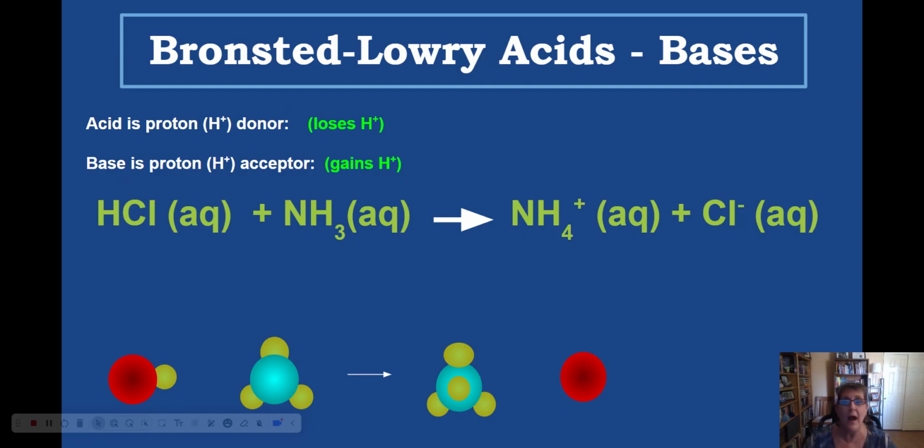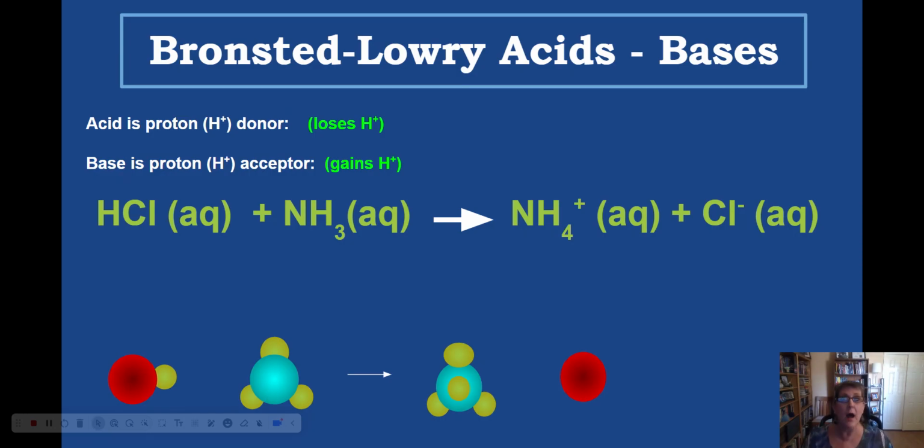But we're going to define an acid now as a proton or H plus donor, because it will lose the H plus. Again, this is according to the scientists Bronsted and Lowry. And a base is a proton H plus acceptor. It's going to gain the H plus. So that's different from the hydroxide definition we had with the Arrhenius acids and bases. So it's a little different.